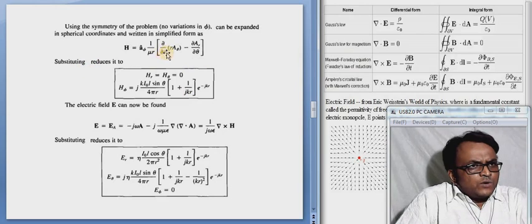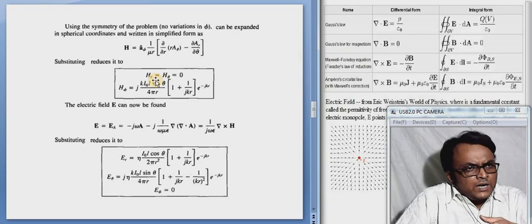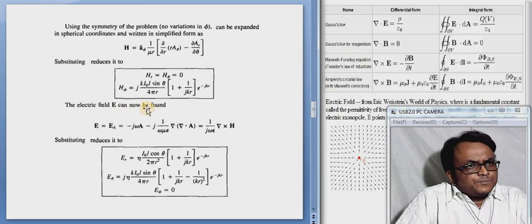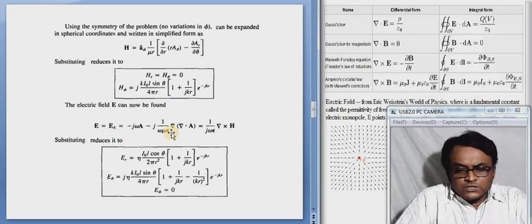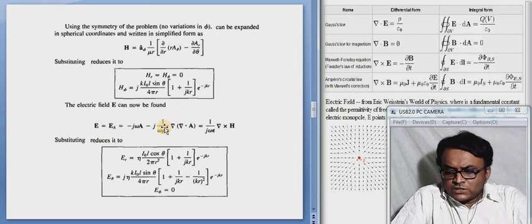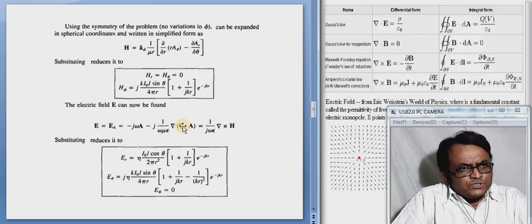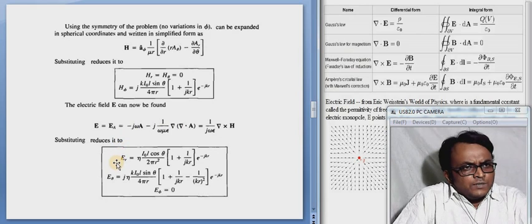In a similar way, substituting these values, we find that the radial component as well as the elevation component of the magnetic field become 0, whereas the azimuth component of the magnetic field survives. Similarly, we also find the electric field, which is defined by this equation. These are known as the Jefimenko equations, and from them we can find the associated electric field for this magnetic field.